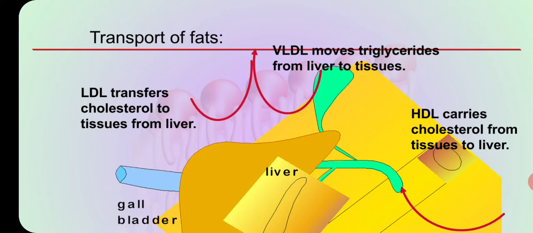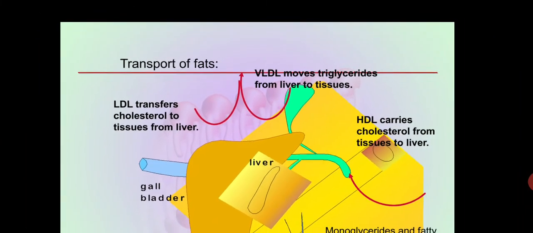How will you remember these things? Just understand that LDL is opposite to HDL. LDL carries or transfers the cholesterol, I'll discuss cholesterol later on, to tissues from the liver, right? So LDL takes it from the liver to the tissues, and HDL is vice versa. It carries from tissues to the liver, right? VLDL carries the triglycerides from the liver to tissues.